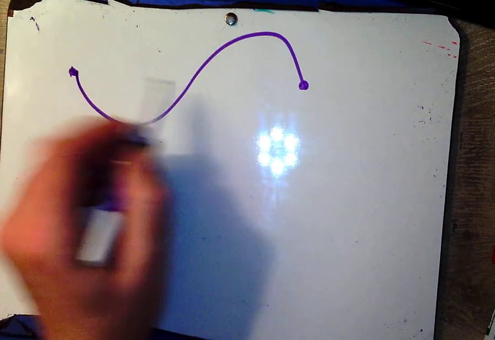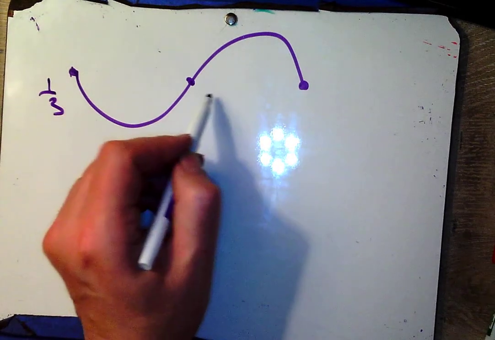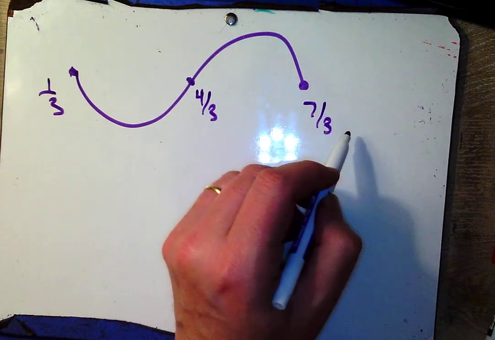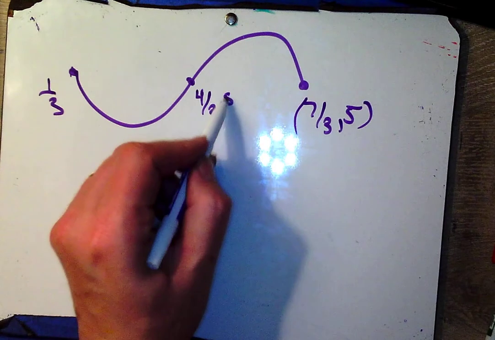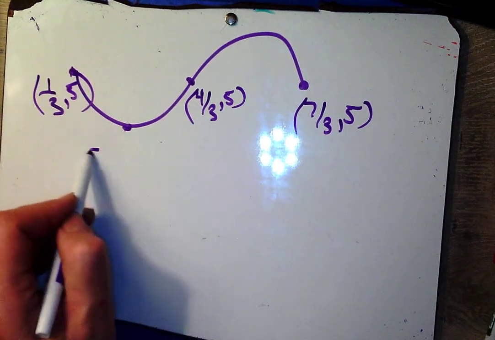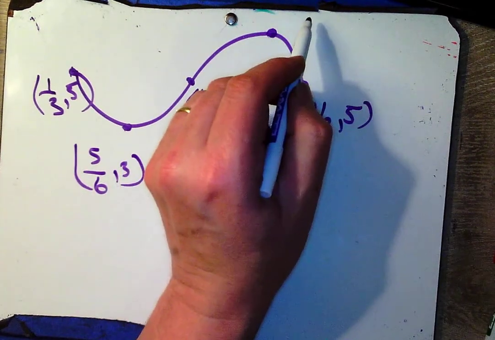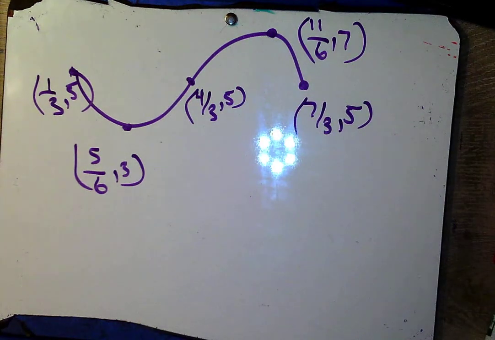Our graph. This is 1/3. This is 4/3. This is 7/3. 5. This point here is (5/6, 3). And this point here is (11/6, 7). Okay, so please write me the equation for that.